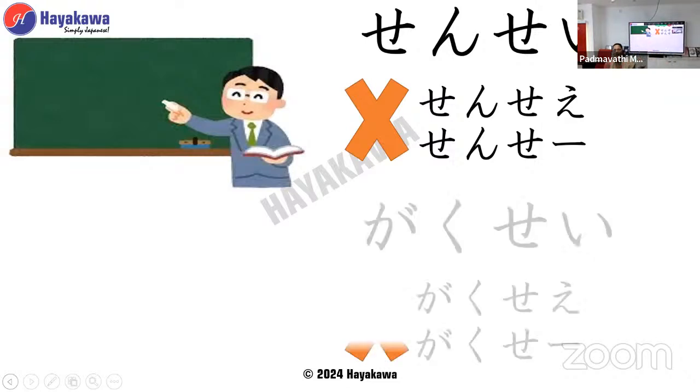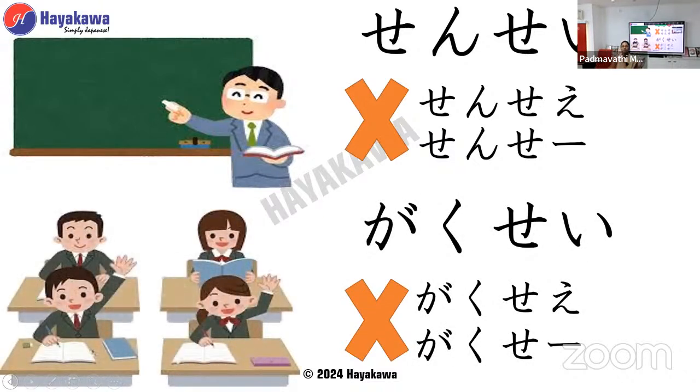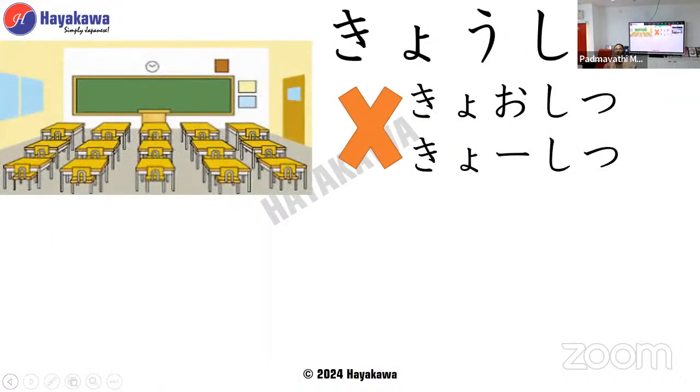Now we are going to see for student. What is for student? Gakusei. Yes, gakusei. What about this one? Kyoshitsu. Did we see this last class? I think no. No, right.